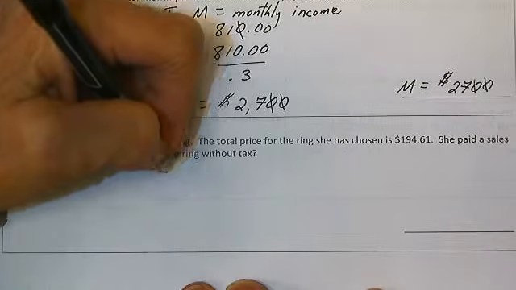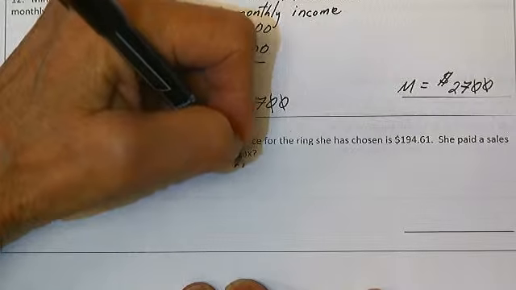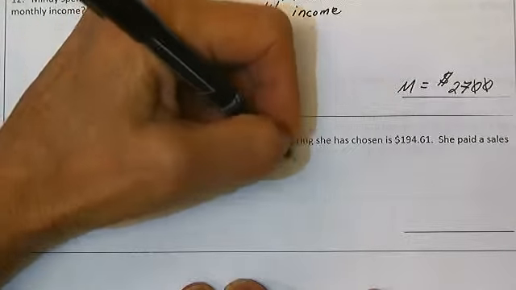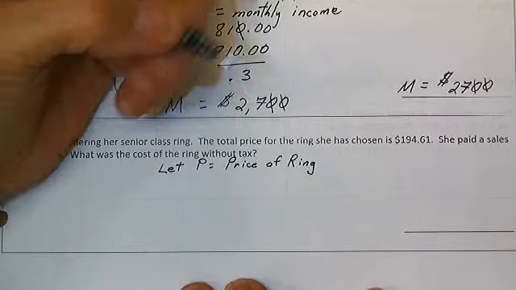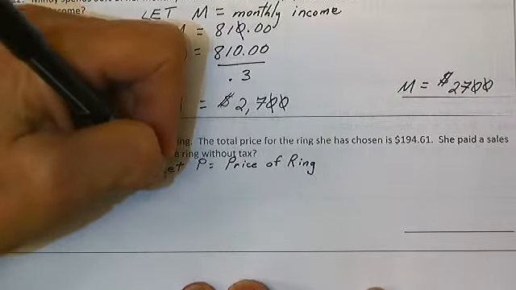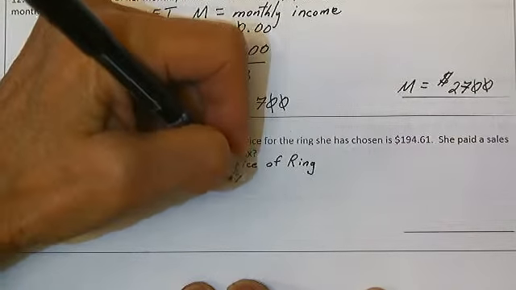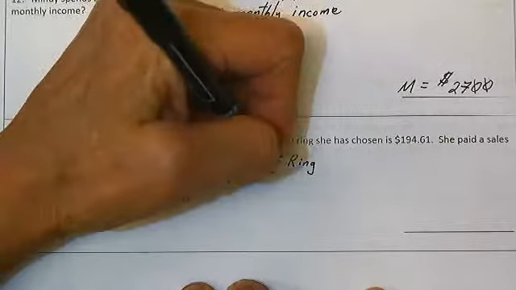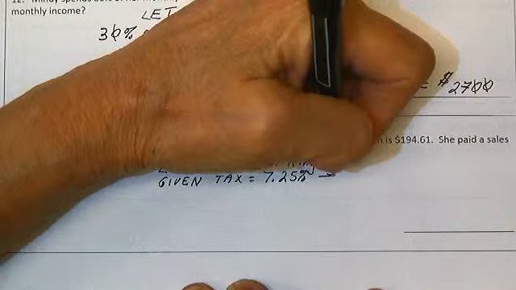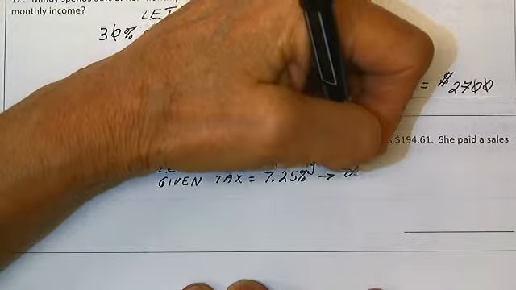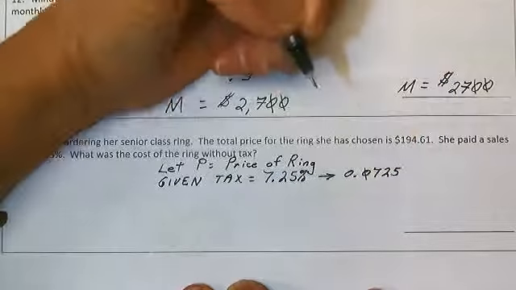So, first we define our variables. Let P equal the price of the ring. We know that the tax is 7.25%, which is the same as 0.0725, right?